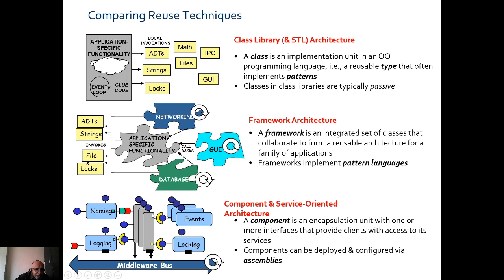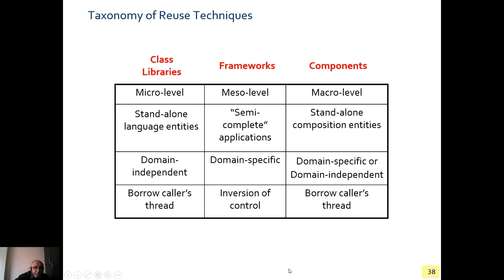Yeah, and this is the lollipop and socket notation. Here the correct socket has been found, so communication has been happening, right? These are all the ports which guide the communication. So that is the communication done through the middleware bus. And then, taxonomy of reuse techniques.